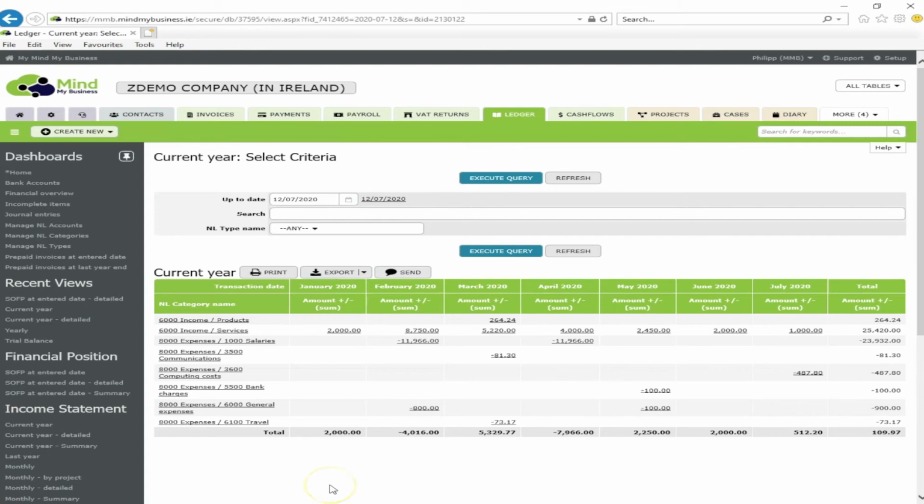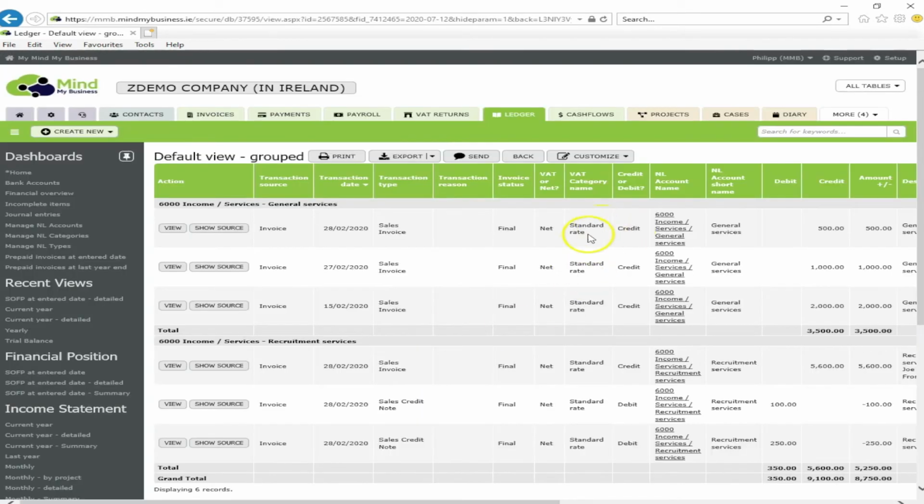At this stage, folks, I'd like to show you how you can do a drill down. Let's, for example, have a look at this €8,750, which we invoiced in February. Let's see what's behind that. You press on the 8,750 and it shows you all of the invoices that we issued in order to get to that 8,750. And we can see that we issued 3,500 worth of invoices for general services and another €5,600 worth of invoices for recruitment services.